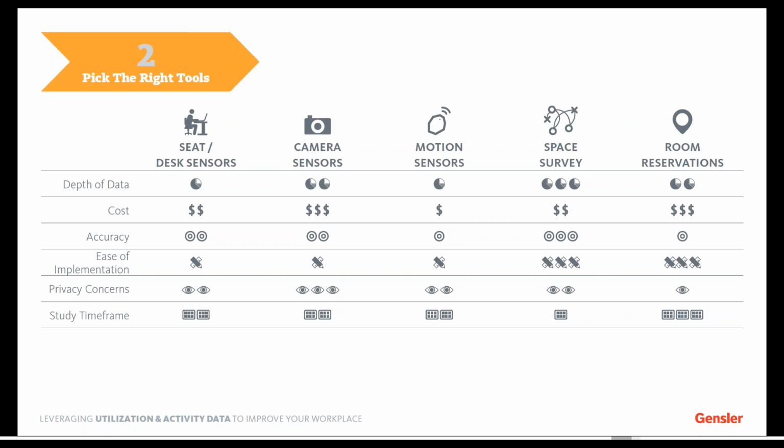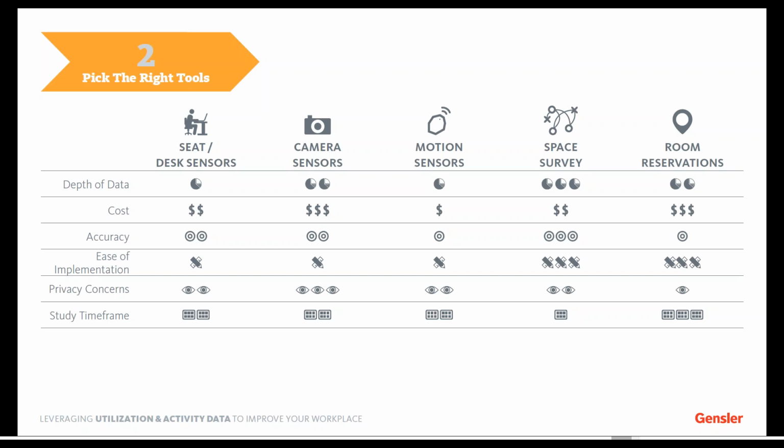If you're looking to understand, as in the examples we've had a couple of times already, what is actually being used in your collaboration spaces, is it the technology, are people actually talking, are they using the whiteboard? You need to understand that if you have a sensor, for example, can that sensor answer those questions? So understand what the capabilities are and the depth of information that you're going to get from any tool that you're considering.